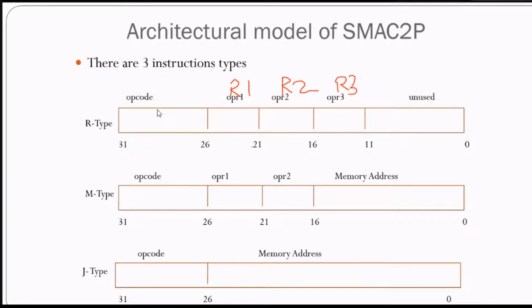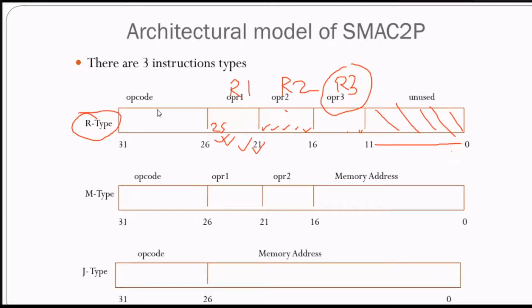So these are the 5 bit: 21, 22, 23, 24, and 25. These are the 5 bit for operand 1. Same way, 16, 17, 18, 19, and 20. These are the 5 bit for operand 2. And same way, 11, 12, 13, 14, 15. This is for operand 3. And these bits are not used. If your instruction is register type instruction, then these bits 0 to 10 are not used. ये bit हम use नहीं करेंगे.